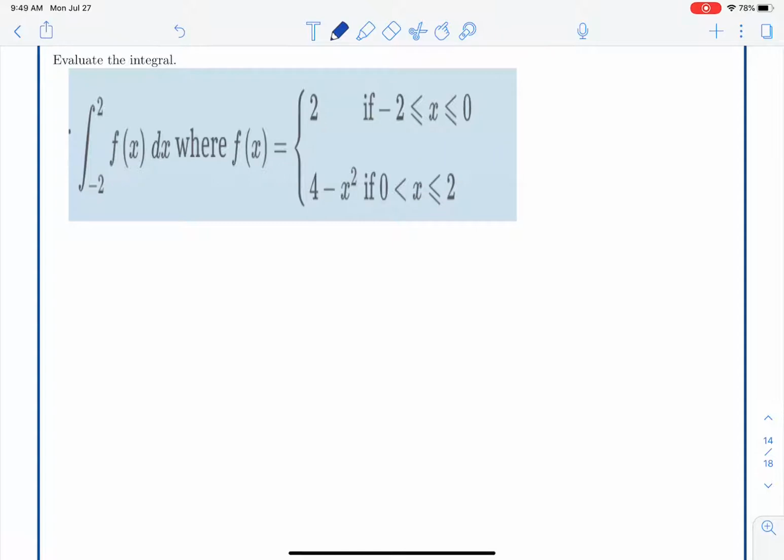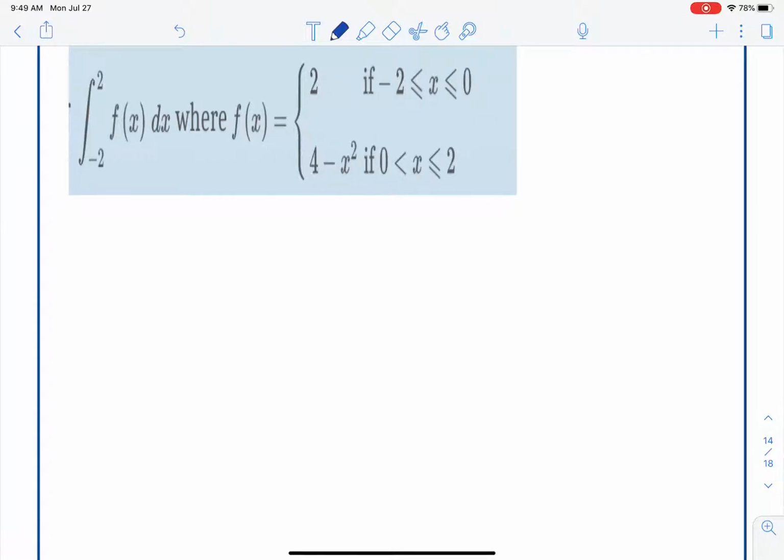So now we have a piecewise function where between negative 2 and 0 we have 2, and between 0 and 2 we have 4 minus x squared. So we have to find the integral from minus 2 to 2 of f of x dx. Since we have two pieces, I'm going to split right at the break point, which is 0.